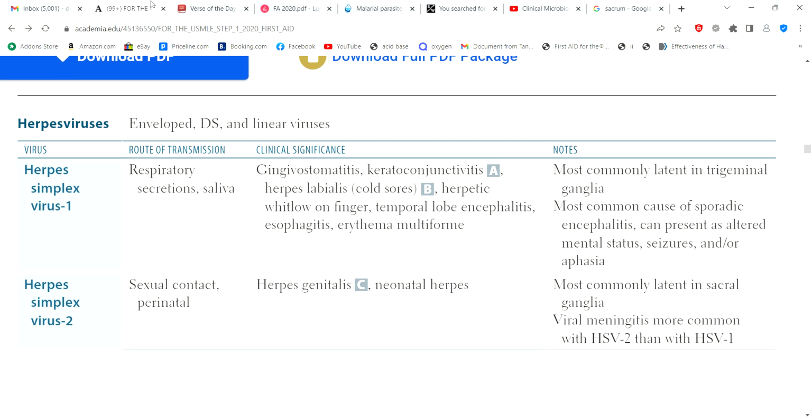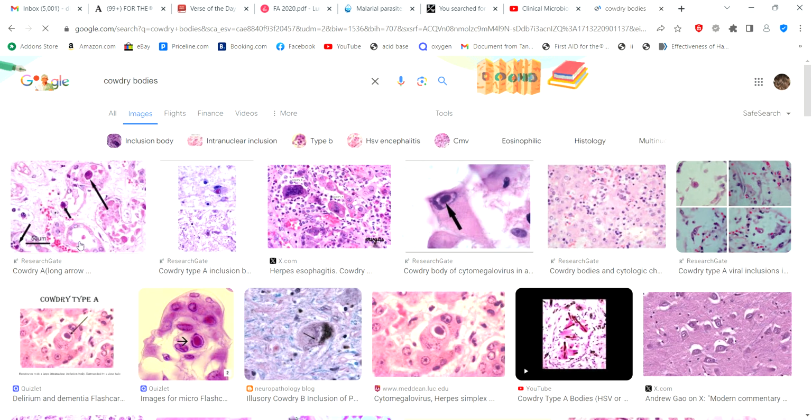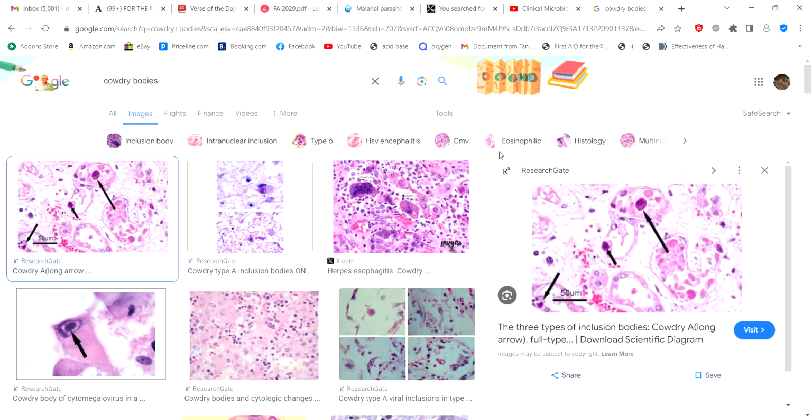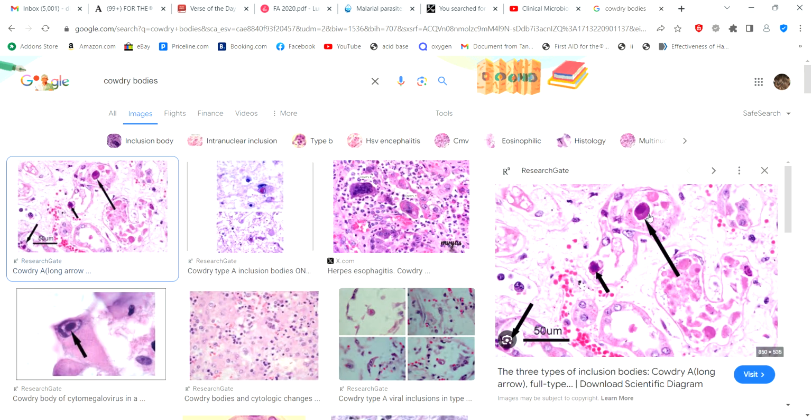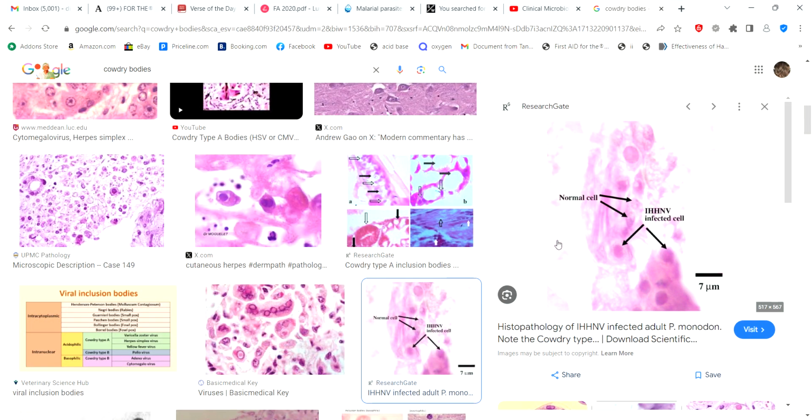The other DNA viruses. So for herpes virus, you have to know the intranuclear inclusion bodies are Cowdry bodies. Just remember that the intranuclear inclusion bodies are Cowdry bodies, which are right here. These are Cowdry bodies. These browns right here.